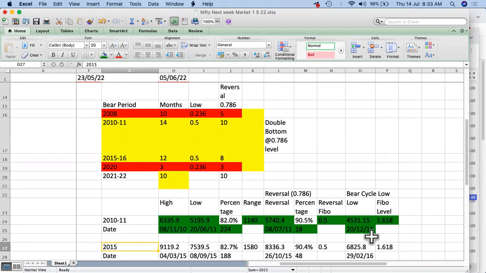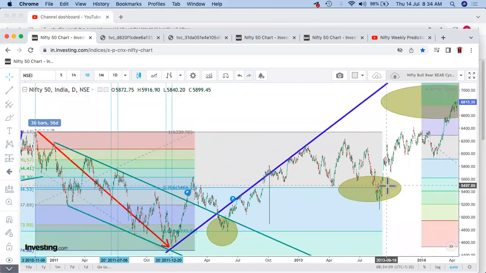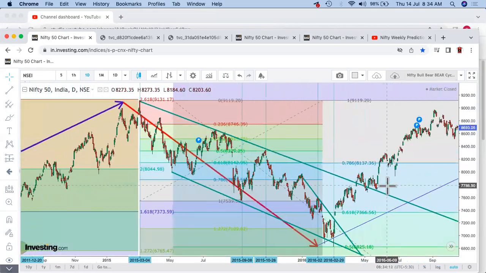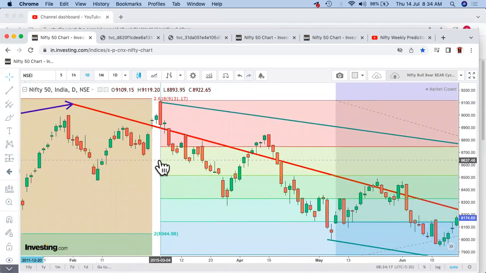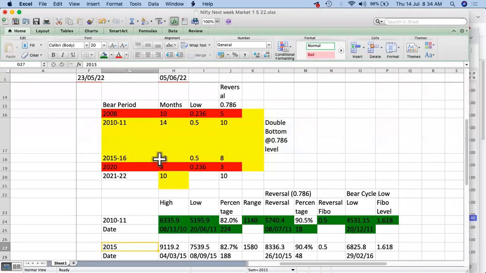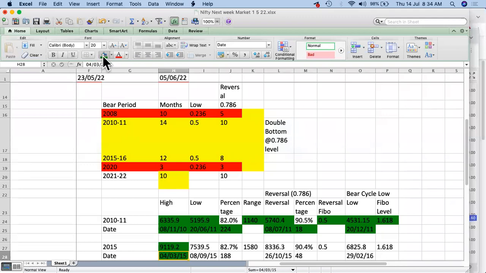Let's try to find out something which is there for 2015, right? So we just move it probably on the left hand side. And these are the details which have all been marked, right? So we had a high again. We'll just go through this quickly, because probably we should be doing it at the earliest. The high was 9119.2 and the date was 4th of March 2015.